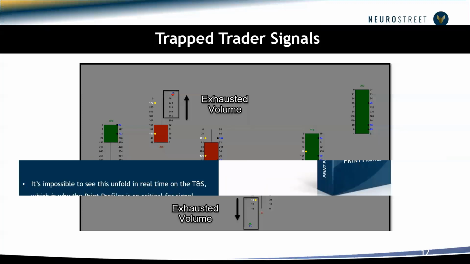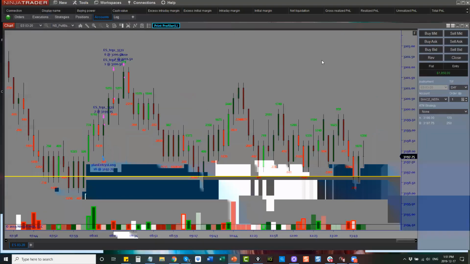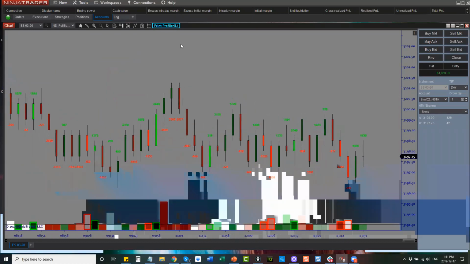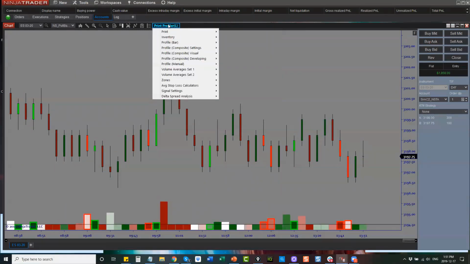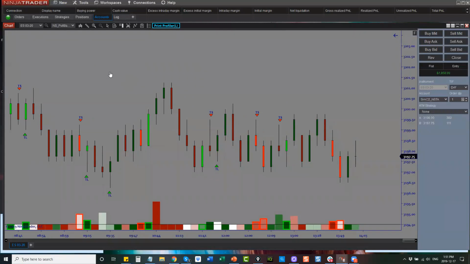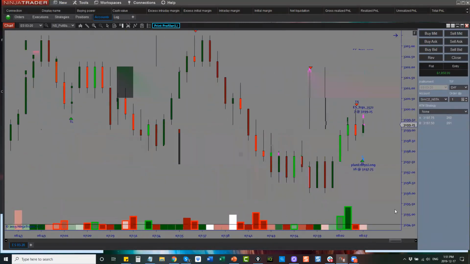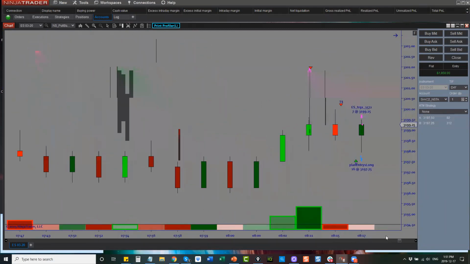Before we go further, let's take a look at what it looks like on a chart. Let's turn net delta off for a second, and turn on the indicator signals, trap traders. It's interesting, I took this trade today. It wasn't a trap trader signal that I was trying to trade, but it did happen, so let's use this example.